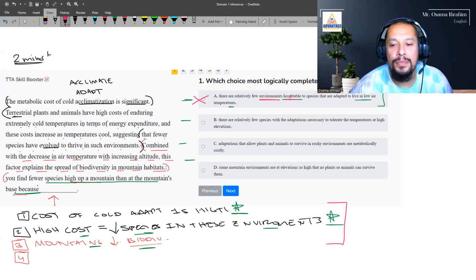What about answer B? There are relatively few species with the adaptation necessary to tolerate the temperatures at high elevations. What do you think about answer B? It talks about a different perspective, it's not related. Okay, what makes it not related?